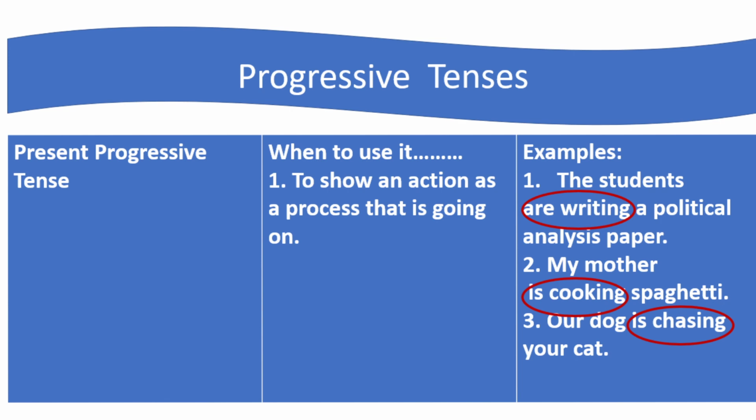And then we have, my mother is cooking spaghetti. So it is also a process that is going on. So as of this time, my mom is cooking spaghetti. And the third example, our dog is chasing your cat. So it means to say, as of this moment, the process or the action is going on. So those are the 3 examples for the present progressive tense.